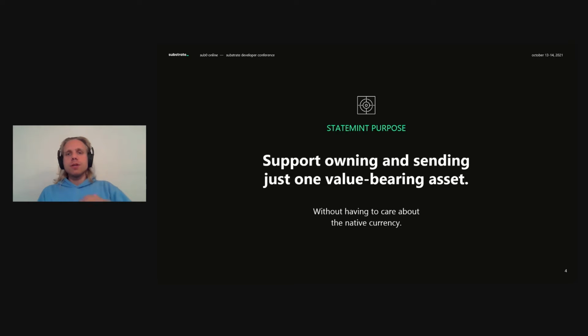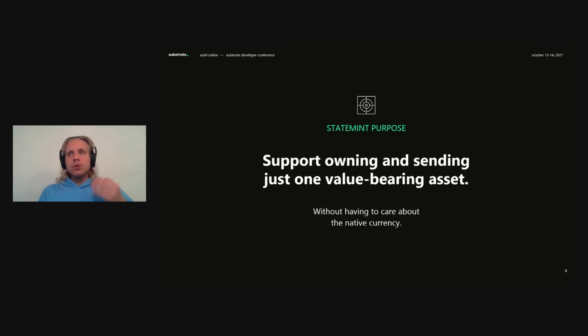So if, for example, one of the assets deployed on Statemint is a stable coin, and you own some of that stable coin, we want to support the user in being able to just use that asset, send it around, pay for something in that asset, for example, and not have to care about the native currency of the Statemint chain in order to do that.